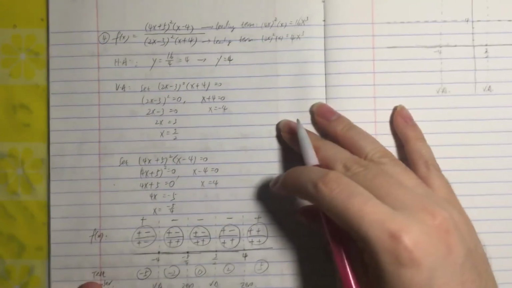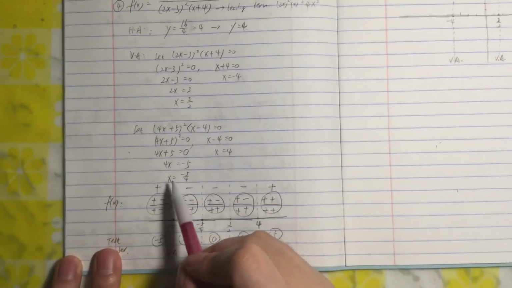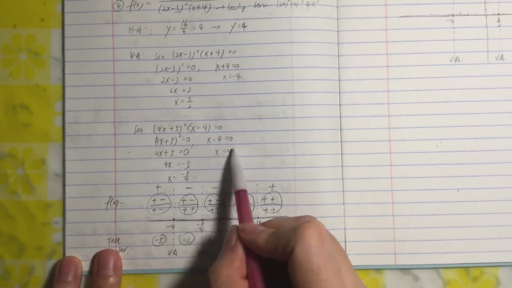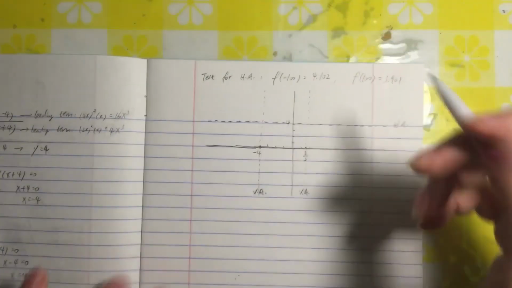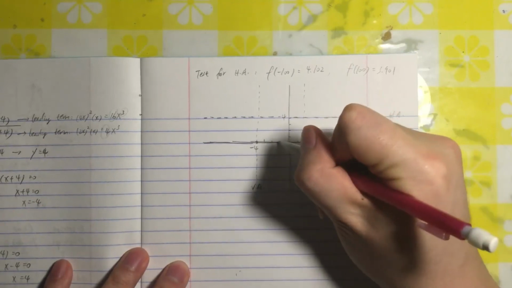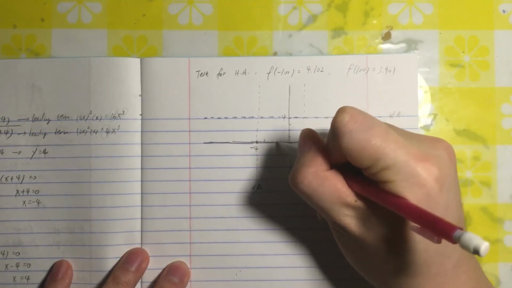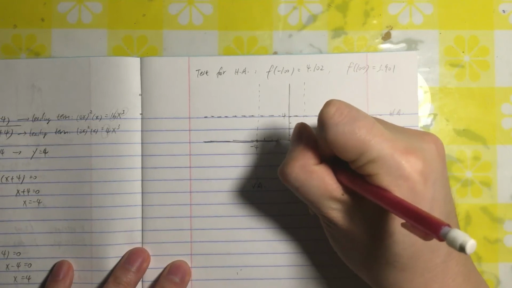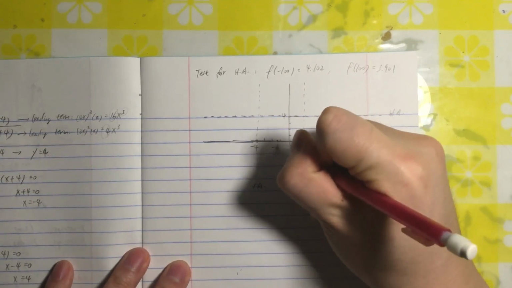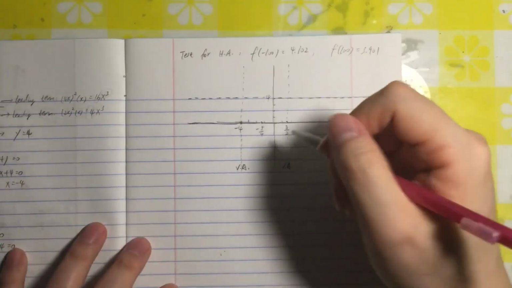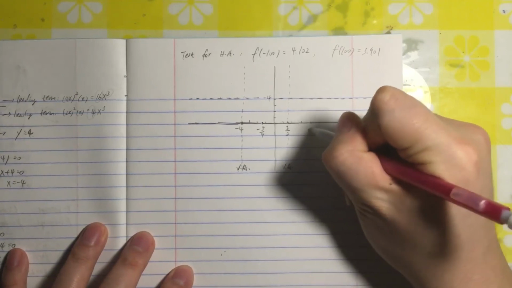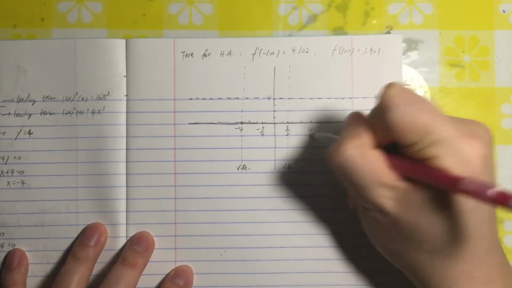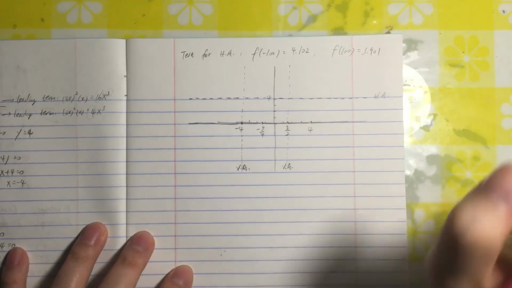Next, let's label the zeros. The zeros are negative 5 over 4 and 4. Negative 5 over 4 is about negative 1.25. Negative 1 is here, so that's negative 1.25. This is negative 5 over 4. Another zero is 4. One, 2, 3, 4. That's another zero. So those are the zeros and asymptotes.